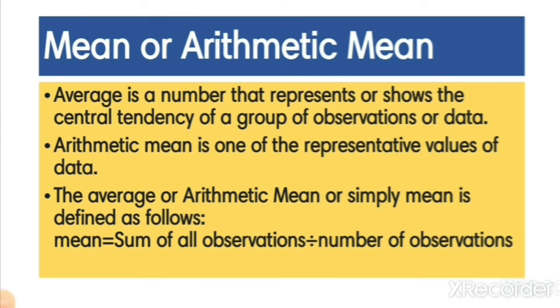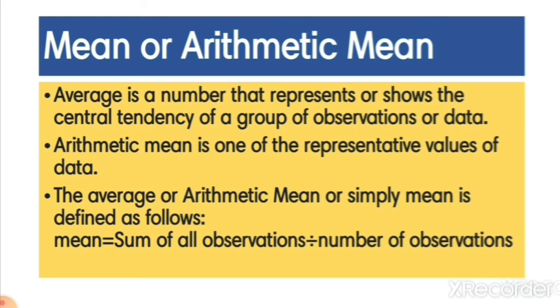Now let us learn about mean or arithmetic mean. What is arithmetic mean? Average is a number that represents or shows the central tendency of a group of observations of data. Arithmetic mean is one of the representative values of data. The average or arithmetic mean or simply mean is defined as follows. Mean is equal to the sum of all observations divided by the number of observations.